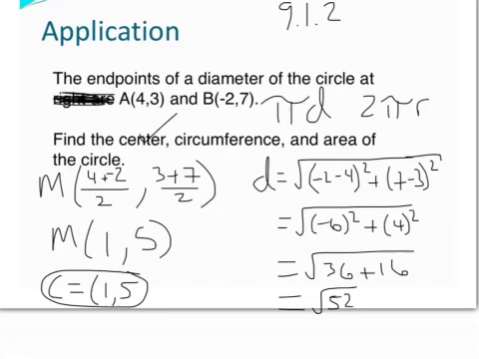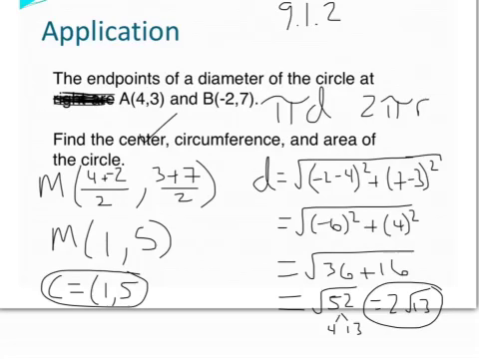Now let's ask ourselves, can we simplify the square root of 52? Well, if we think back to probability, we know that a deck of cards has 52 cards and 4 suits and 13 of each card, so that means that 52 can be divided by 4 and we're left with 13. And the square root of 4 is 2, so I end up with 2 root 13. Let's leave it like that. That would be my diameter.